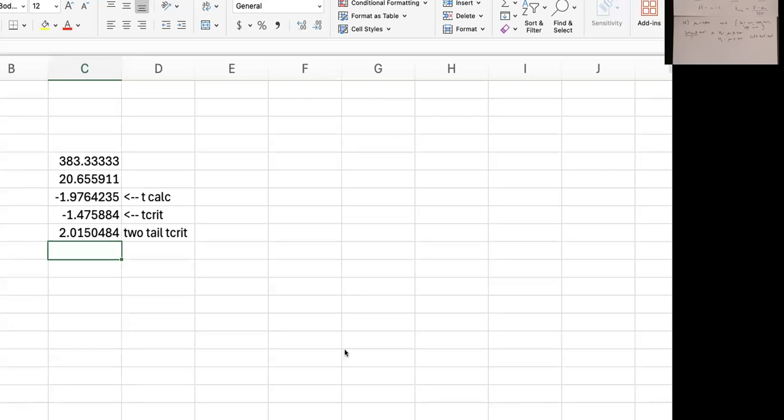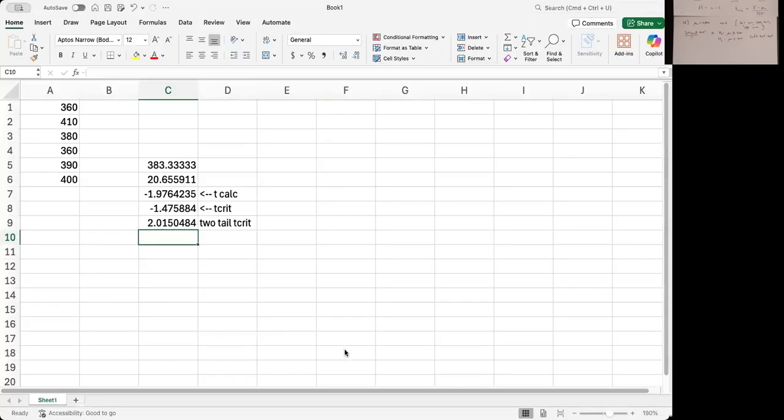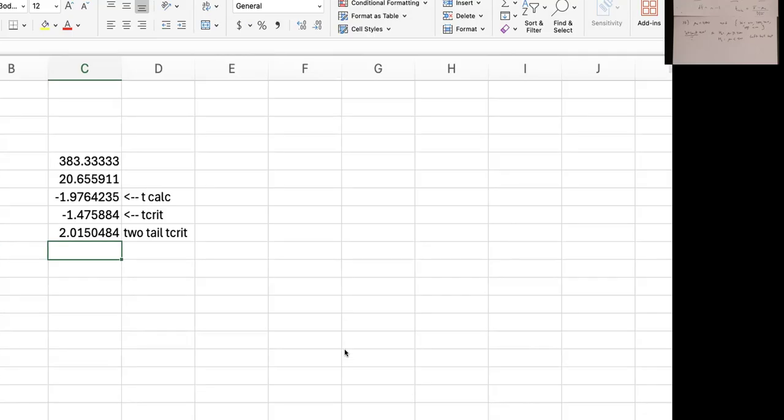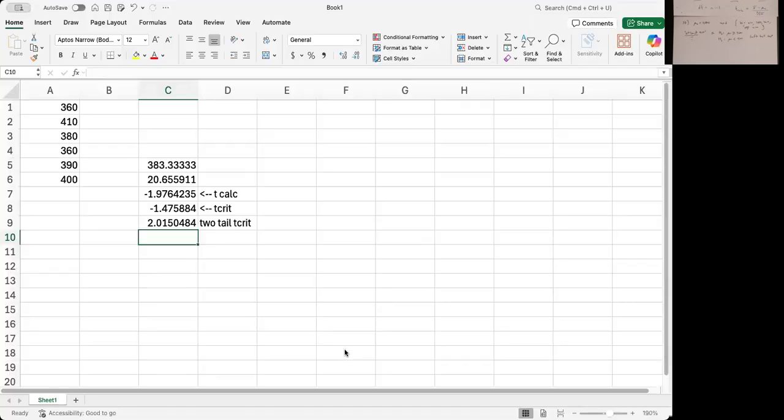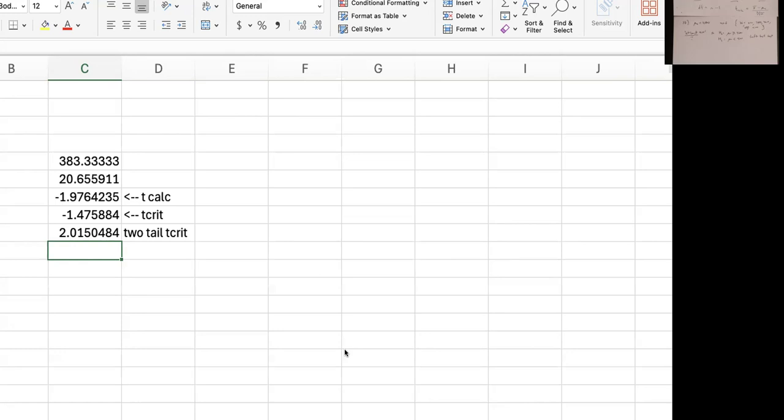Our calc is less than our grid, so we would accept the hypothesis. I can't reject. So my choice of test matters, because then we'd say, oh, that 10% chance is really a 5 low and a 5 high. And I didn't get a 5 low.